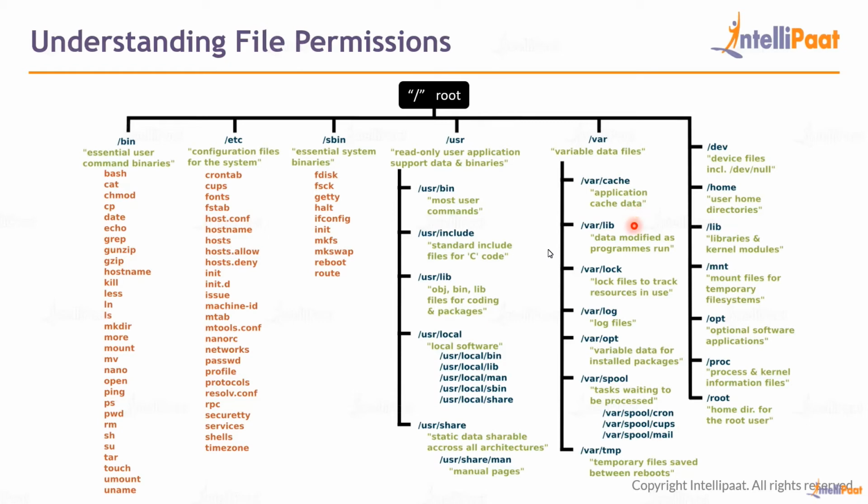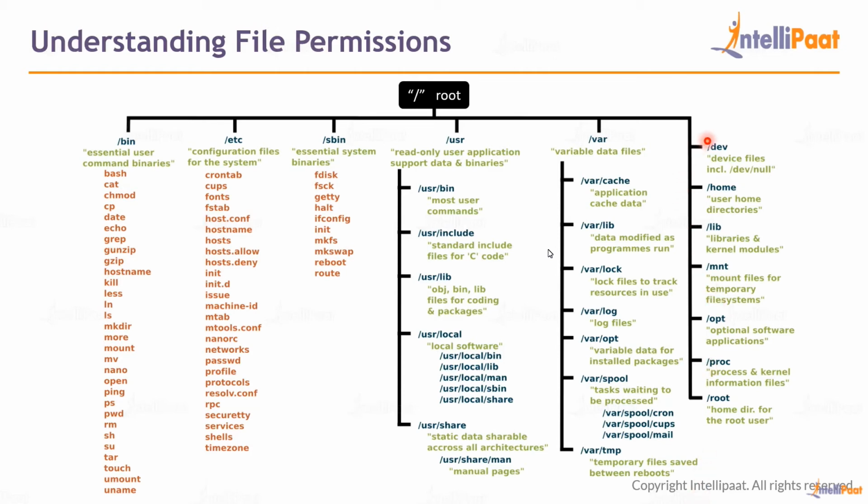And then you have var lib, data modified as the program runs. You have log, the log files, and you have opt, variable data for installed packages. So basically any package you install, first it'll be under the var opt package. And there are temporary files as well, saved between reboots. So once you're rebooting, there might be some files which are getting saved. Those will be stored in the temporary directory, and once it is rebooted, they will be regained again.